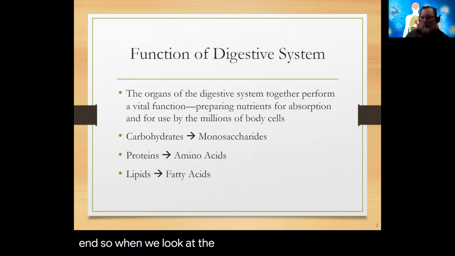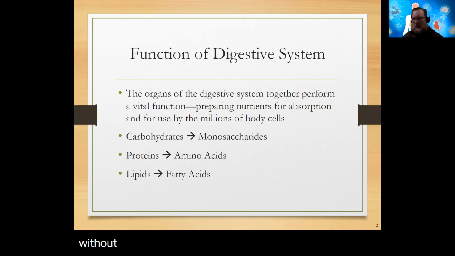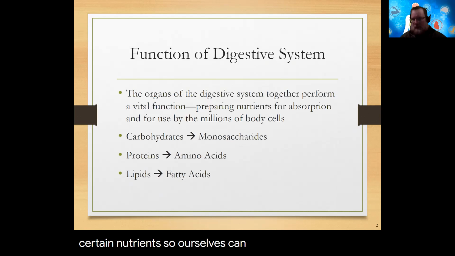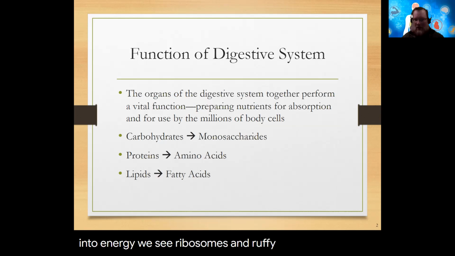When we look at the digestive tract, we are going to divide it into upper and lower. Before we get going, your introductory functional aspects regarding the digestive system. It goes without saying, but we need to eat and get certain nutrients so our cells can perform a variety of different activities. Mitochondria can convert carbohydrates into energy. We see ribosomes and rough ER converting amino acids into proteins, which are generally structural features of our body, microstructures, as well as enzymes, which are protein based. So, we see a lot of need for protein manufacture.